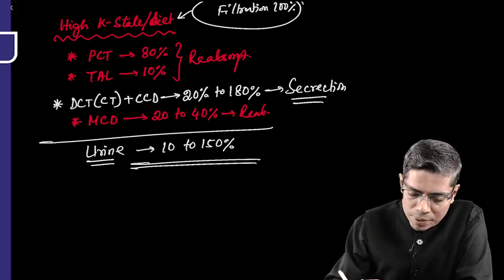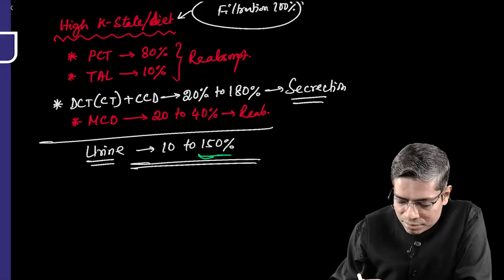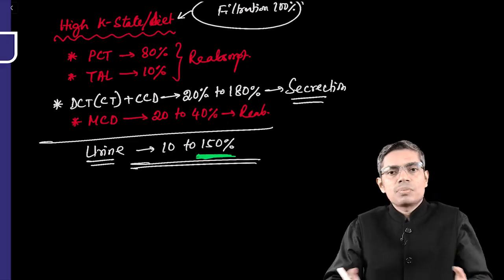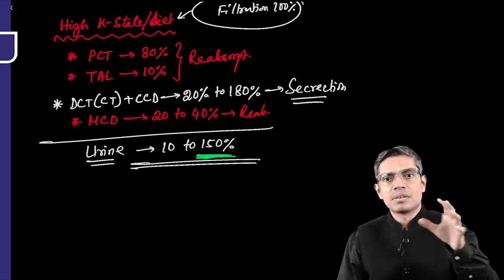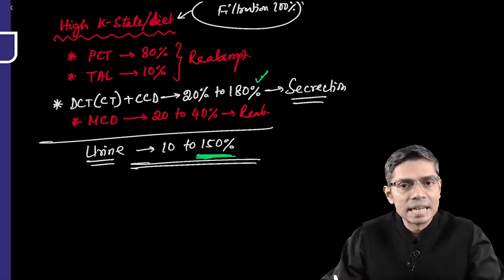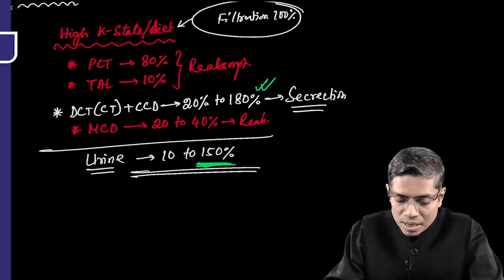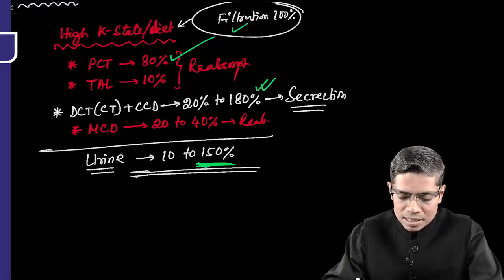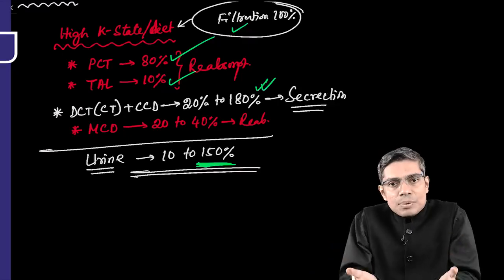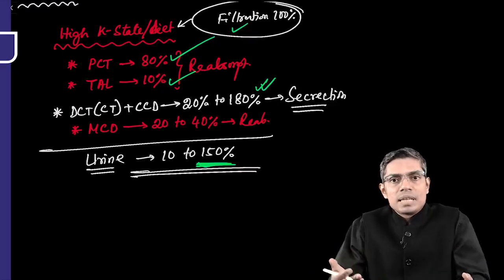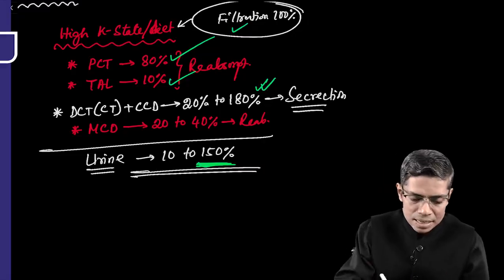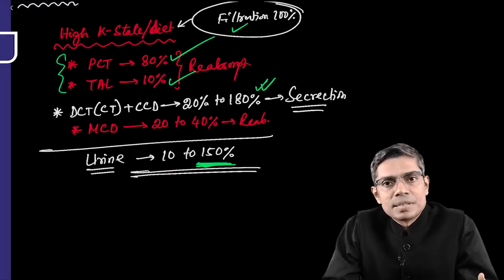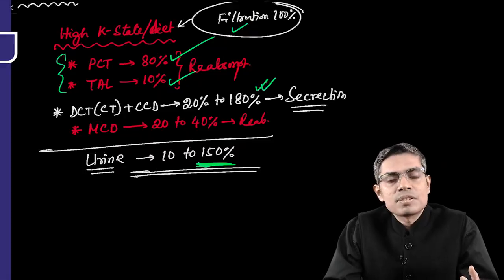So suppose one person is excreting 150% of potassium in the urine. What is the source of this potassium? Is it from filtration or from secretion? It is from secretion. Getting my point? Because filtration, suppose it is 100%, 80% is already reabsorbed at the level of PCT, 10% is already reabsorbed at the level of TAL. So 90% is reabsorbed here. If the urine is getting potassium which is more than the remaining 10%, then what is the source of that potassium? It is coming from the process of secretion.